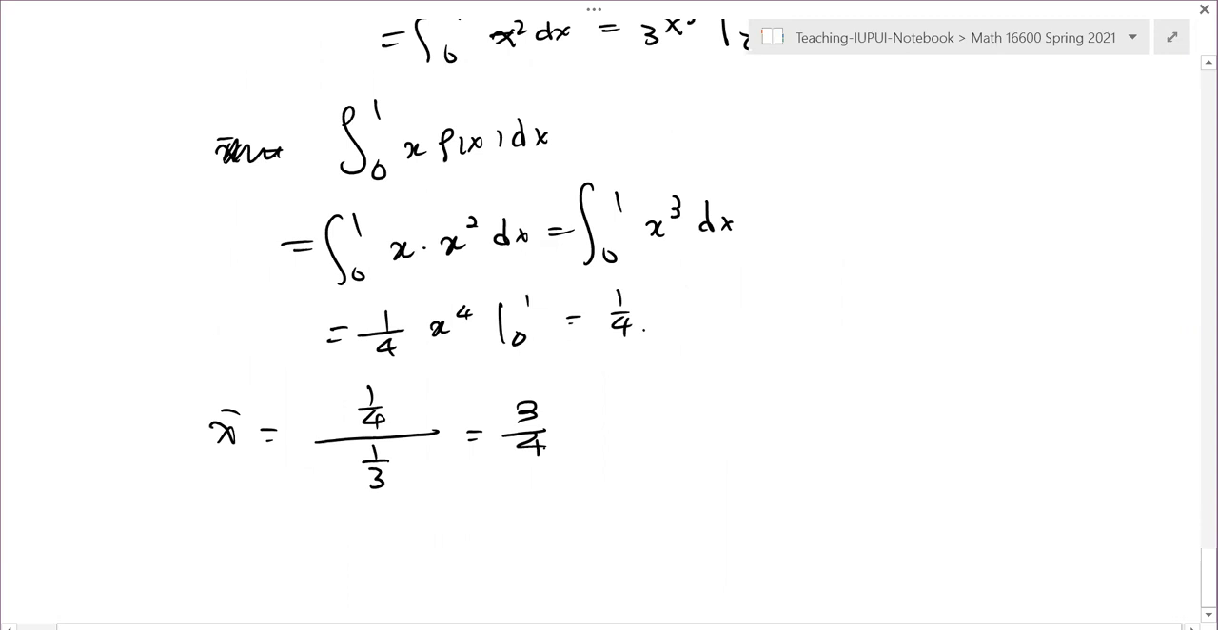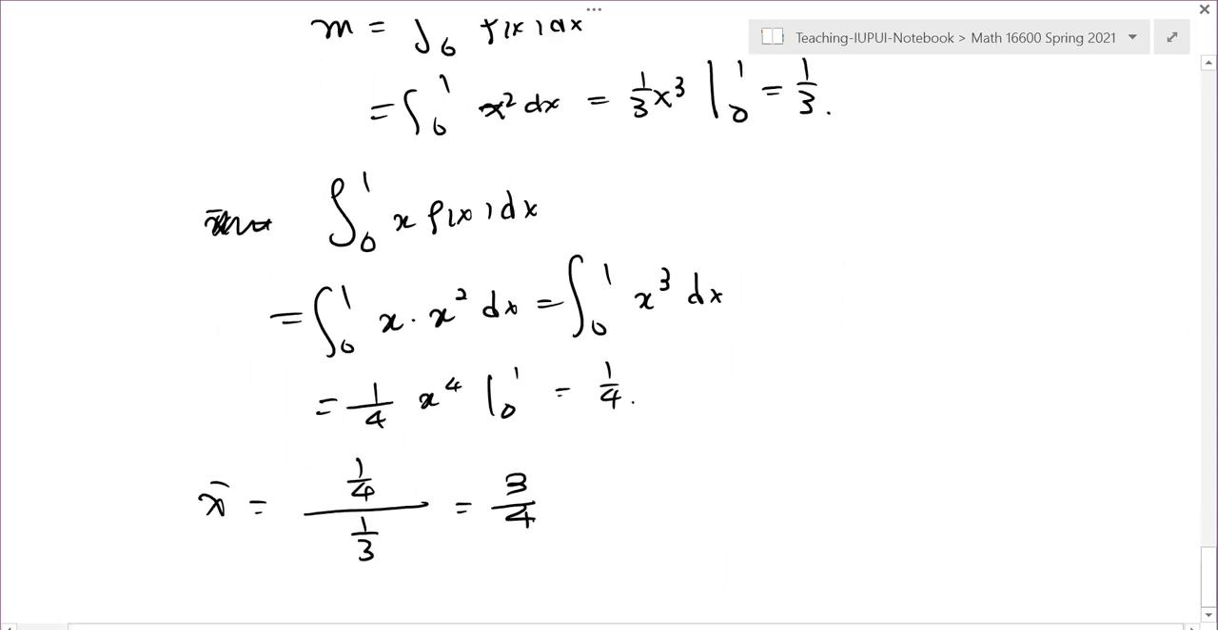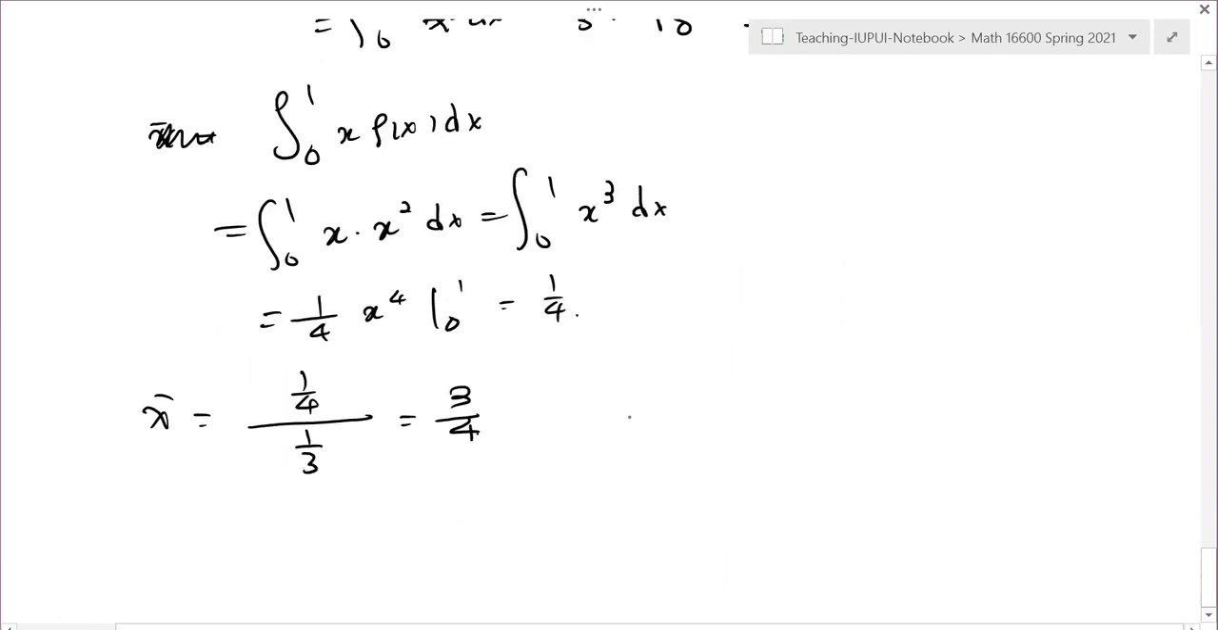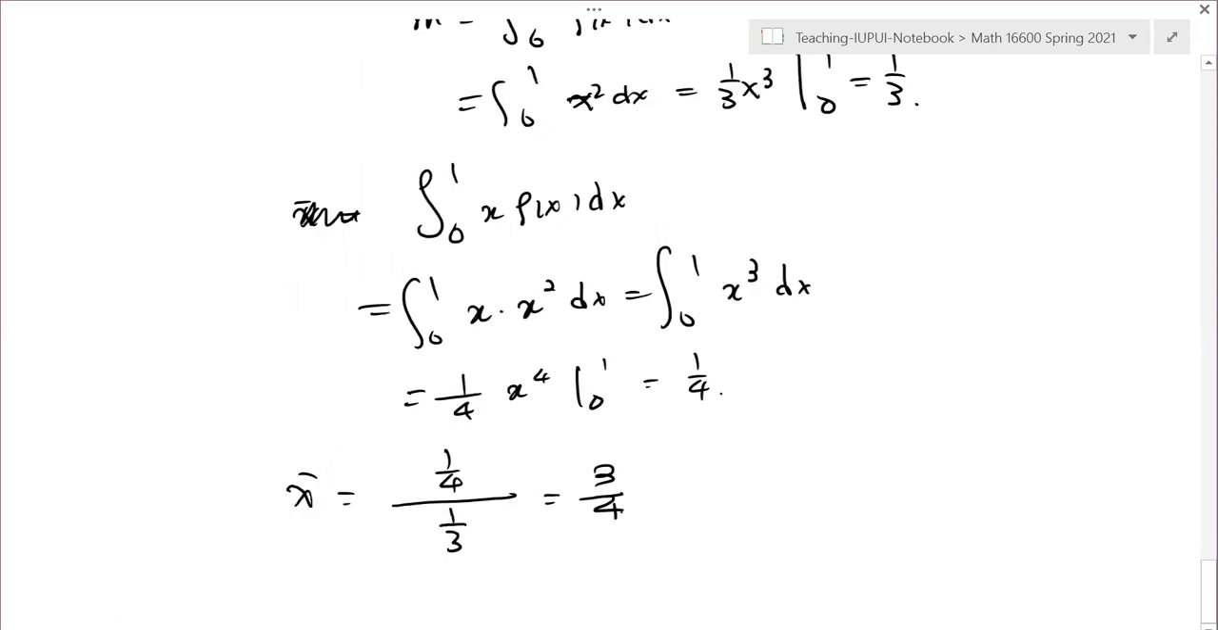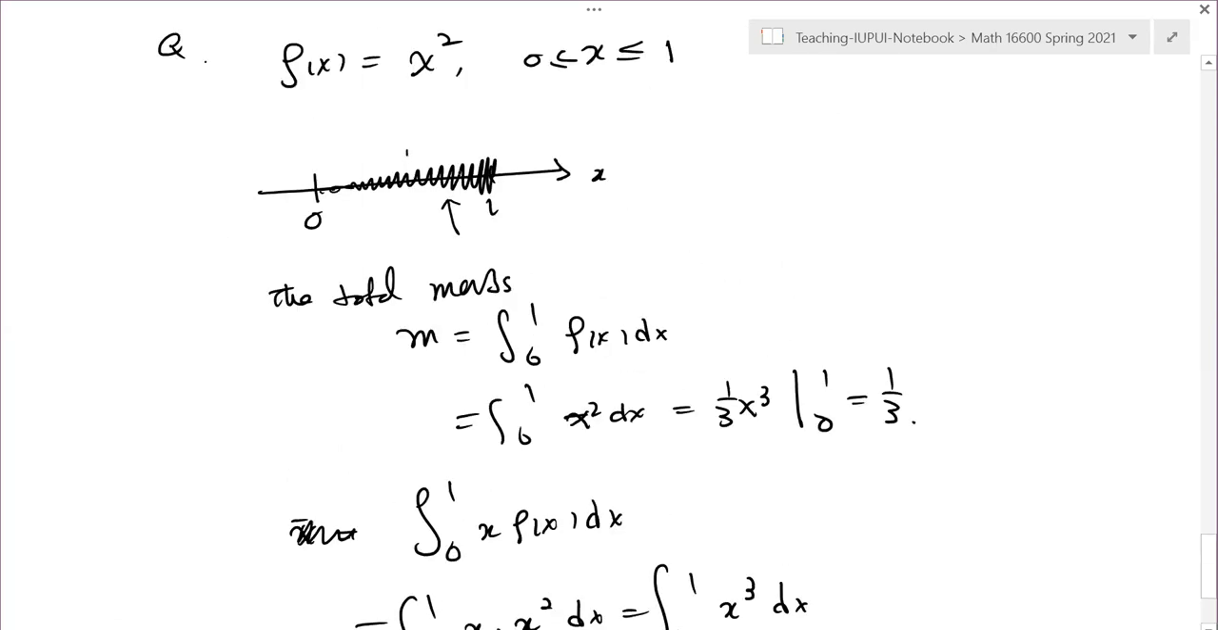This is a picture. I divided the interval into 4 parts, and the center is in the middle of the second part. This is the center.